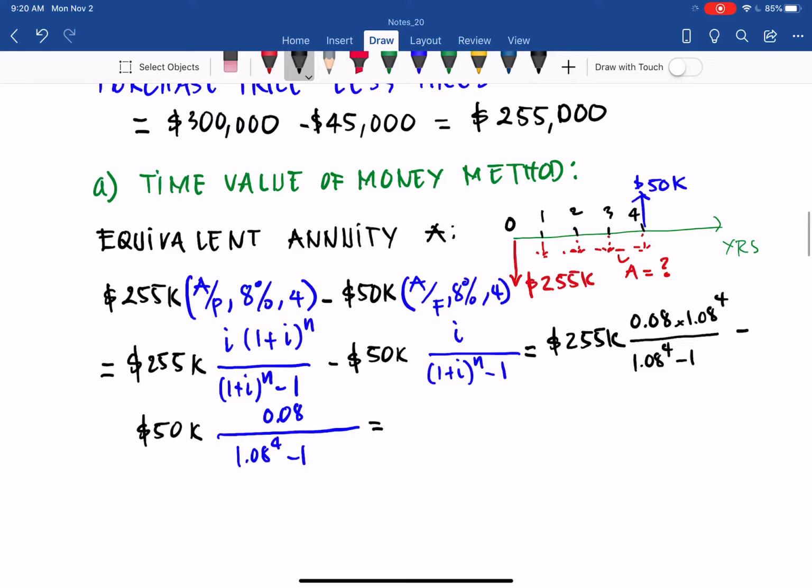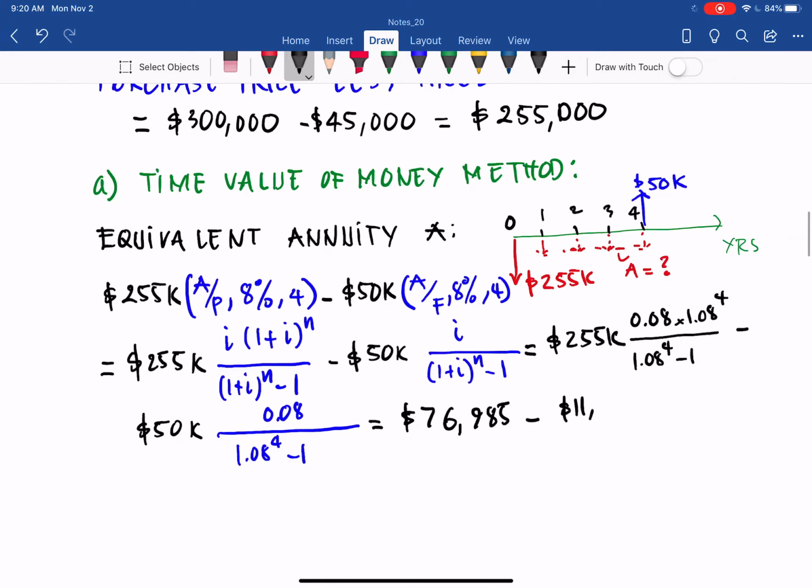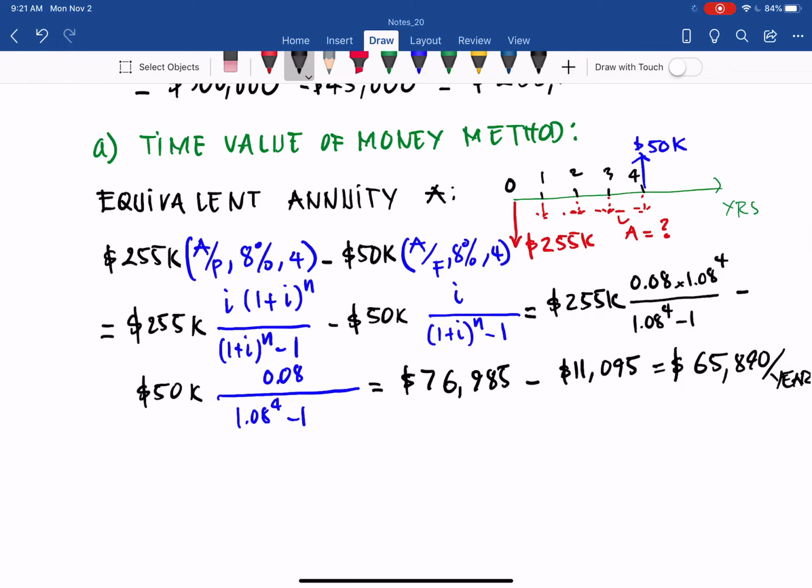And from this one, you will get this number equal to 76,985 minus 11,095. So you will get 65,890, and this is the same amount every year. So the equivalent is that we buy that equipment and get the salvage value of 50,000, it means that equivalently we spend $65,890 per year.